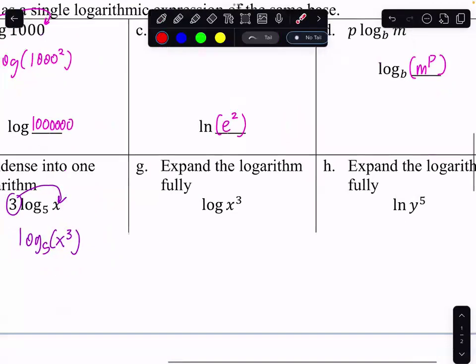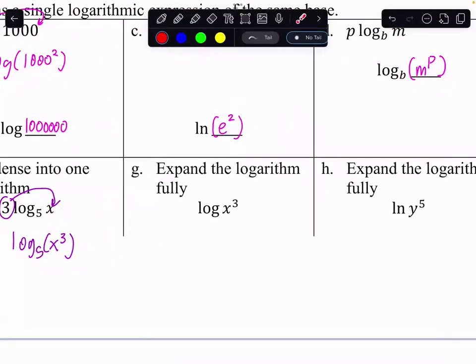Okay, and then for letter G and H, we sort of are going backwards. Here, we already have an exponent, so we're going to do the opposite. We're going to move it in front as a coefficient. So here we can take the x's exponent of 3 and move it in front.